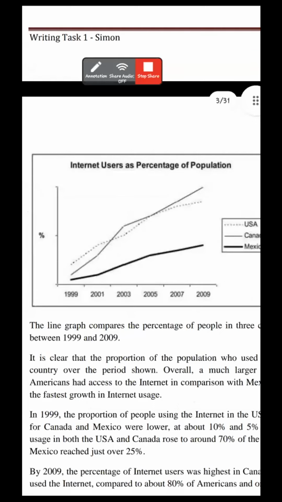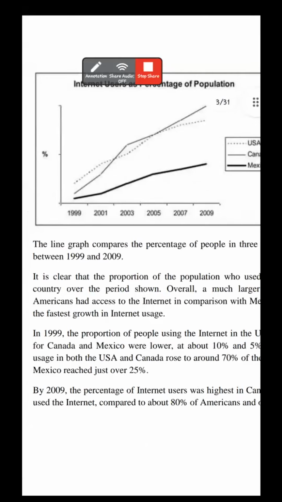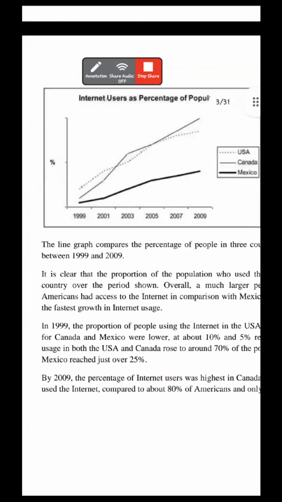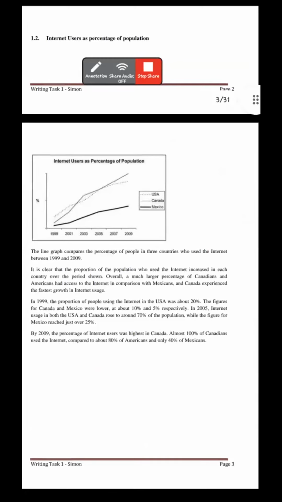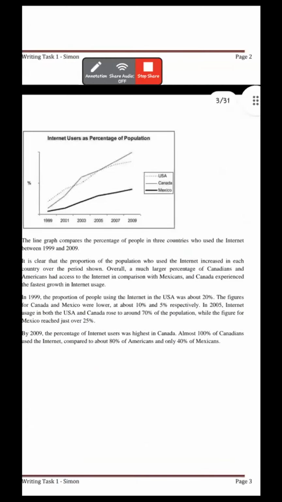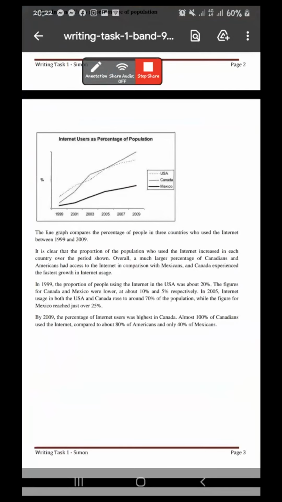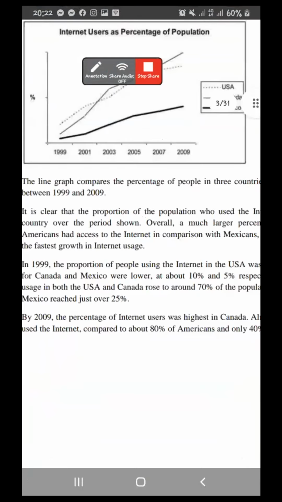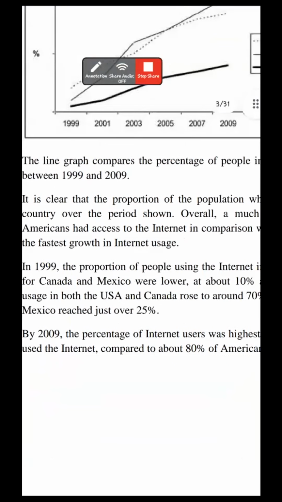So what happens is you'd see that a much larger percentage of Canadians and Americans had access to the internet in comparison with Mexicans. And Canada experienced the fastest growth. You can see this fastest growth in internet usage. So this is like a past tense. So you can see that in 1999, the proportion of people or the percentage of people. Here in this case, I'm using the word proportion.